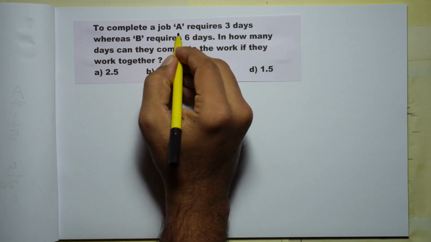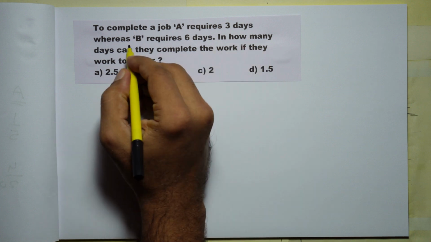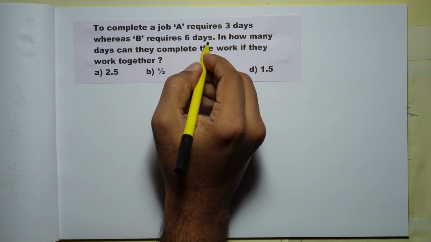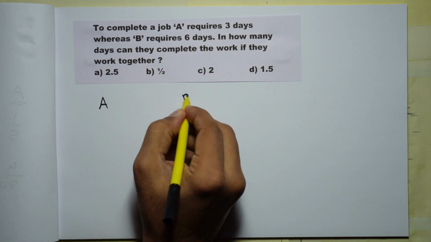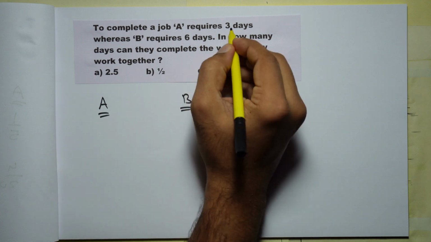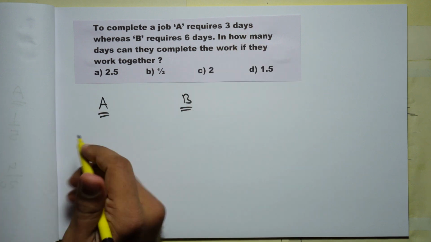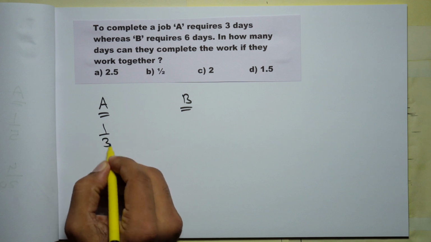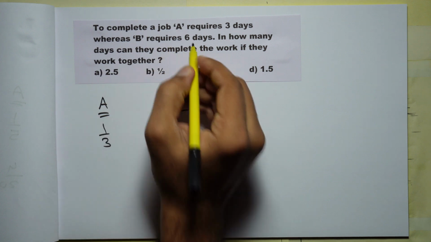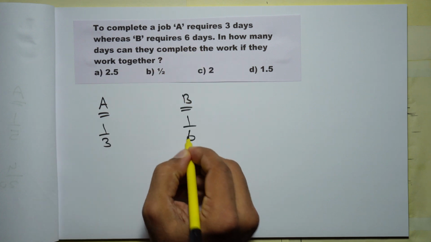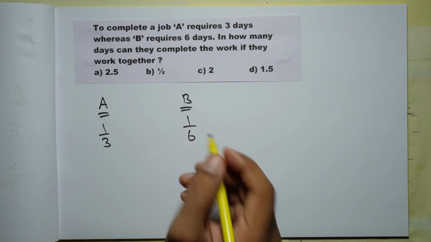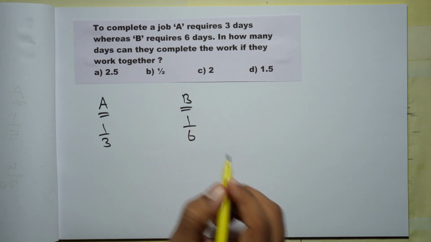To complete a job, A requires 3 days, whereas B requires 6 days. So A and B are working. A can do the whole job in 3 days, which means that every day A will do 1/3 of the work. B requires 6 days. So every day B will do 1/6 of the work. Like that, in 6 days B can complete the work.